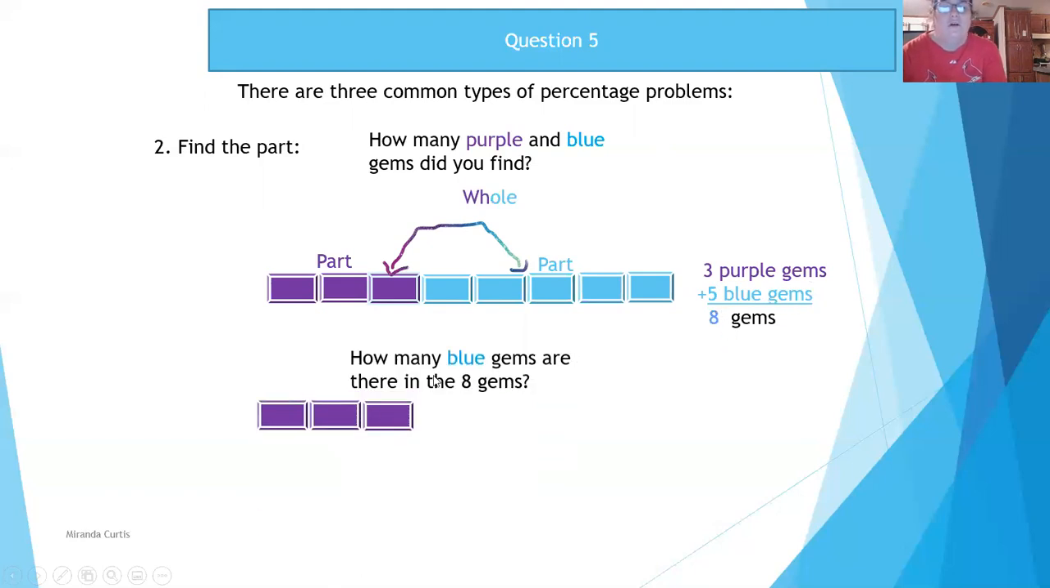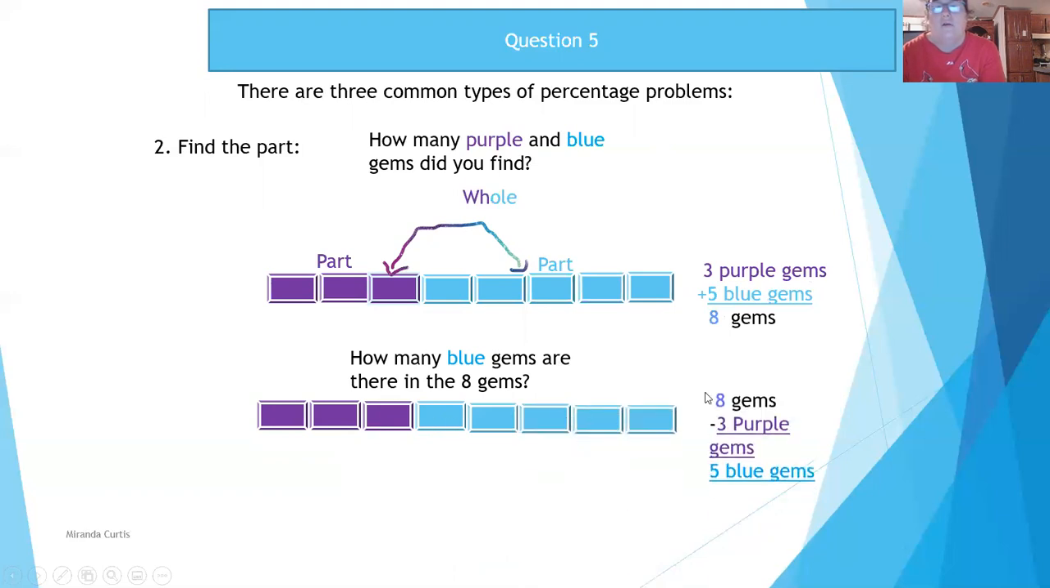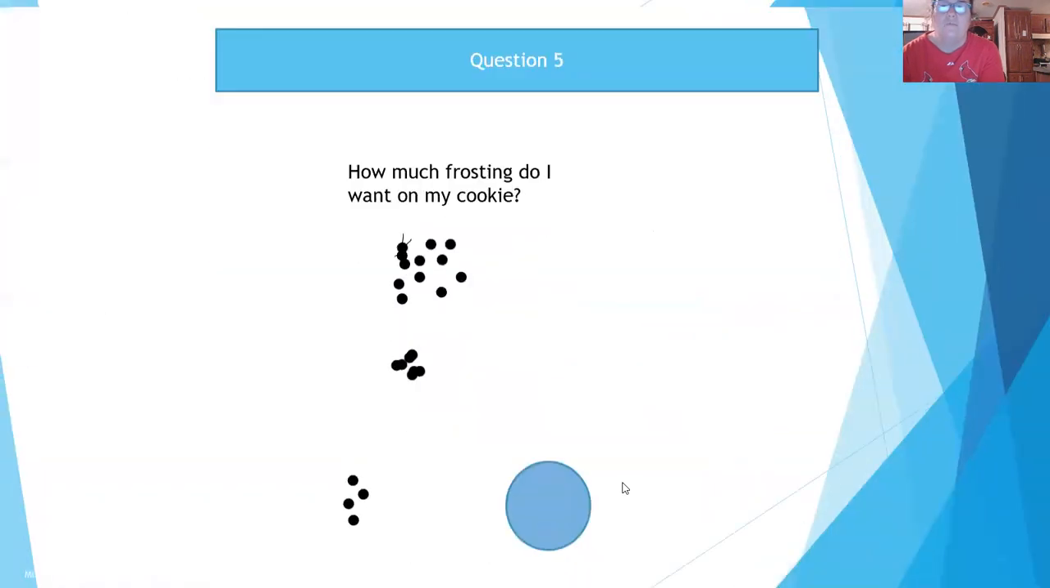Now we're going to do our subtraction part. It says how many blue gems are there in 8 gems? So there's 8 in total. We have 3 purple. So 1, 2, 3, 4, 5. Okay, here's the equation part. If you have 8 gems and you subtract 3 gems, you'll get 5. So we have a whole and then we have 2 parts, and it equals our equation.